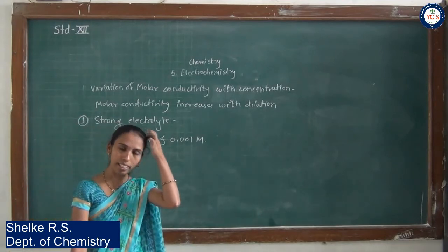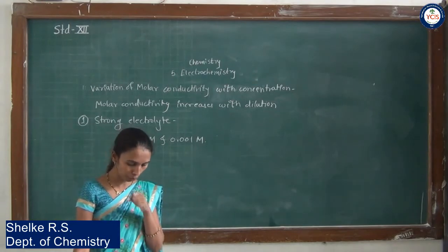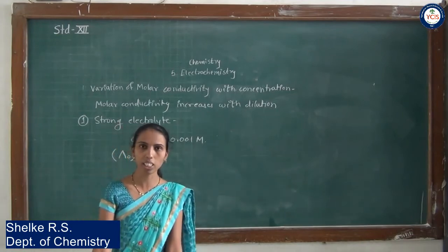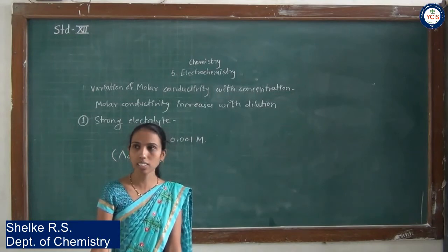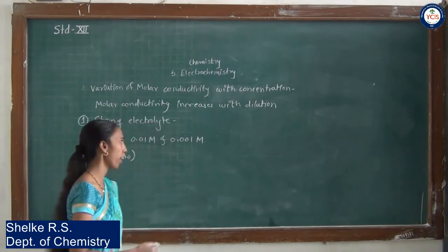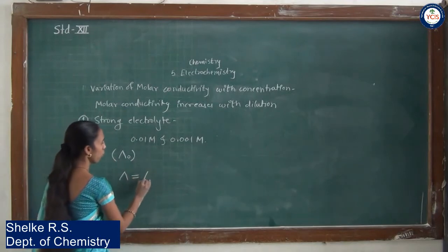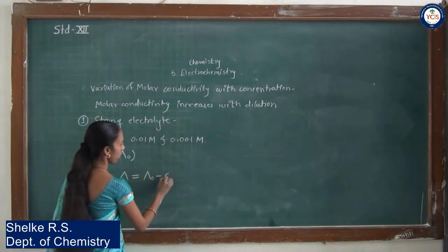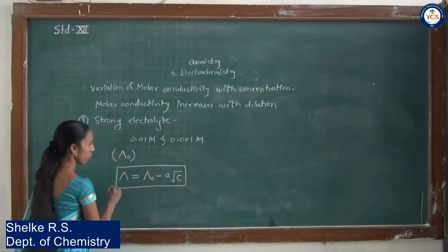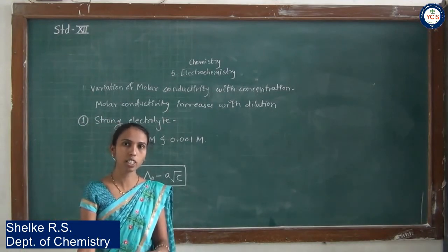Now, the scientist Kohlrausch studied this. During the 19th century, he repeated the experiment and showed that the molar conductivity of a strong electrolyte varies linearly with the square root of concentration. The relation he found is lambda equals lambda 0 minus a into root c. That is the relation studied by Kohlrausch between the molar conductivity and the concentration.